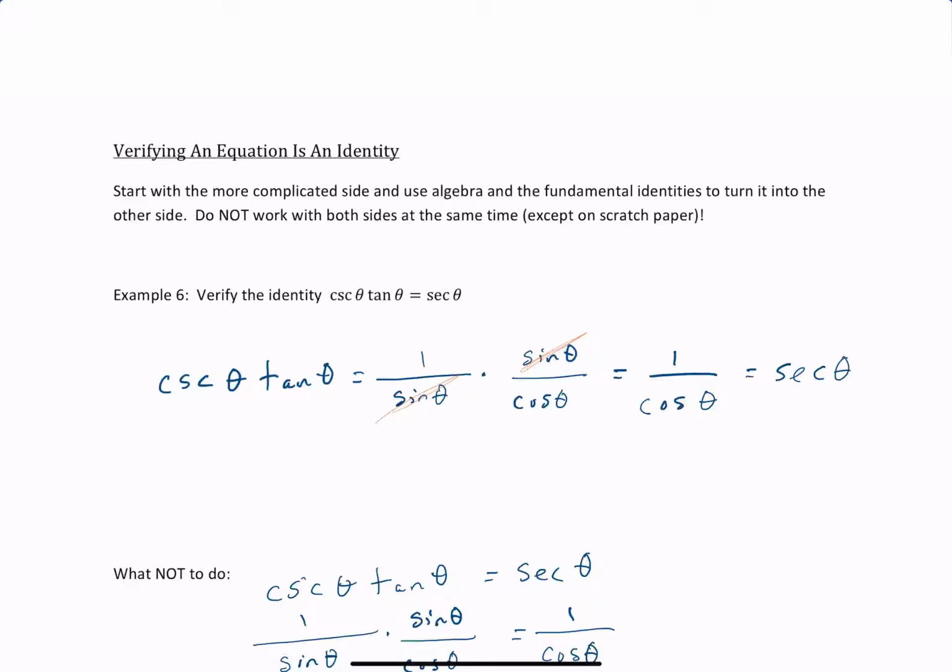So again, you start by writing down the more complicated side. You use fundamental trig identities and algebra, and you should wind up able to write down the other side of the trig identity. All three of those parts are important.